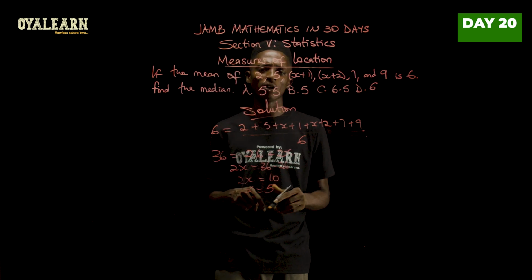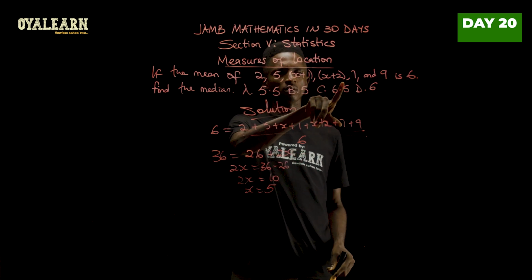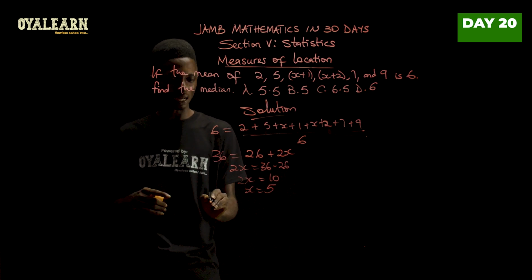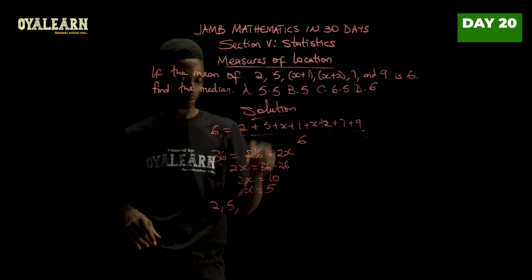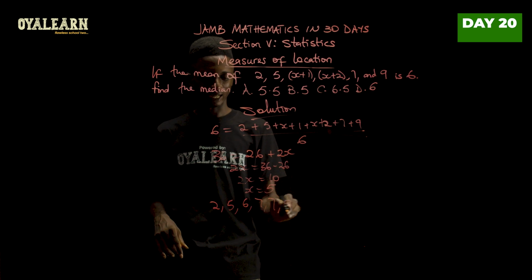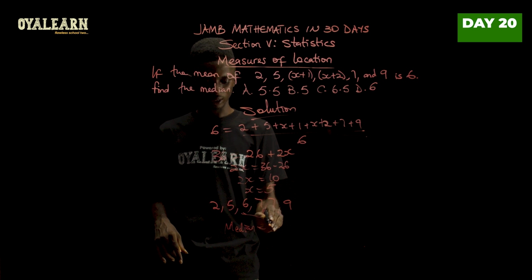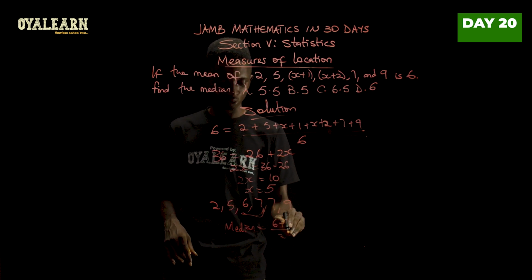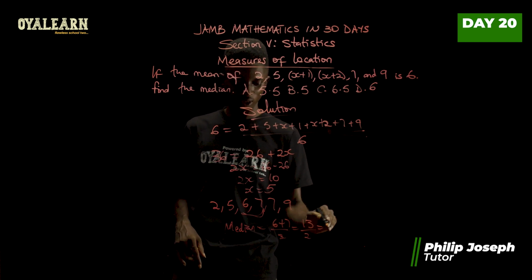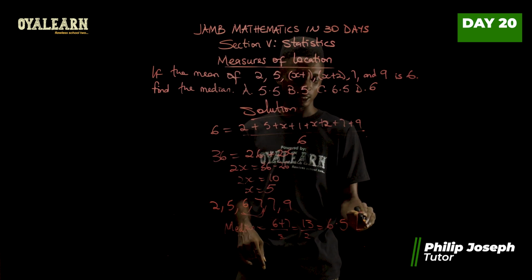So now that we have the value of x, we can plug it in. x plus 1 will give us 6, x plus 2 will give us 7. So it still appears to be in ascending order already. So the data will now be 2, 5, 6, 7, 7, and 9. So the median is here. Our median would then be 6 plus 7 divided by 2. And 6 plus 7 gives us 13. So 13 divided by 2 gives us 6.5. And that is option C.